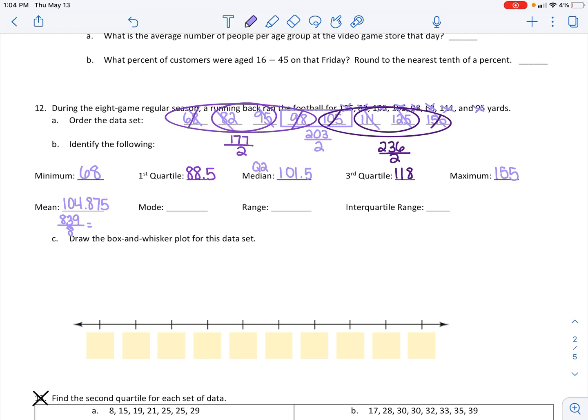The mode is the number that occurs the most. And in this case, we don't have any numbers that repeat. So they all only occur one time. So there's actually no mode here. We're going to say no mode because none of these numbers occur more than once.